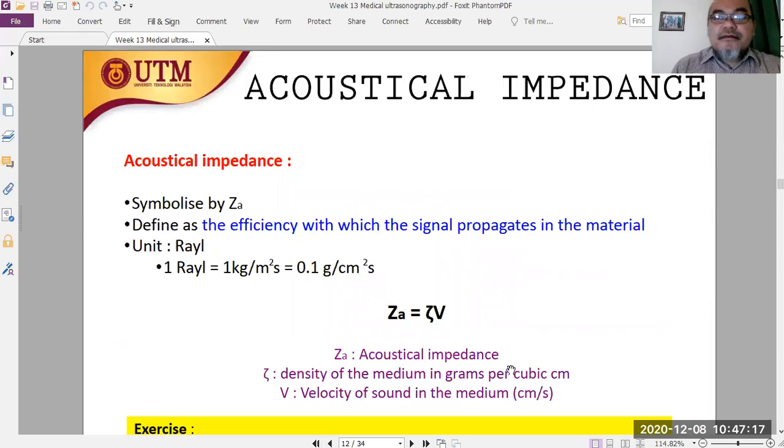Okay, now the second topic is the acoustical impedance. This is symbolized by ZA, which is defined as the efficiency with which the signal propagates in the material. The unit is rayl, R-A-Y-L. One rayl is 1 kilogram per square meter second, or 0.1 gram per square centimeter second.